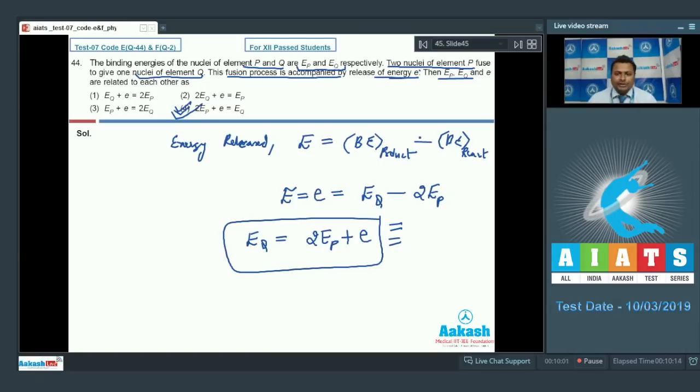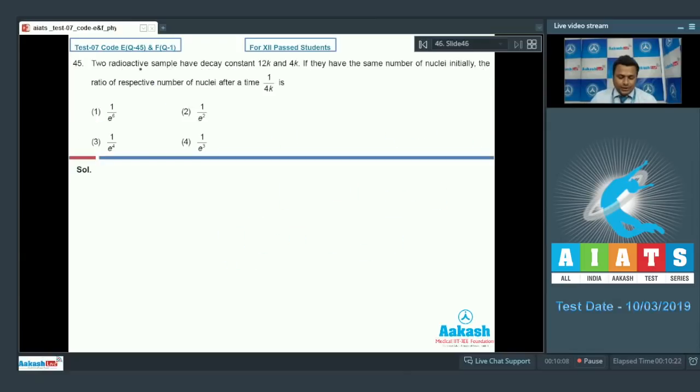Now let us proceed to the next question, that is question number 45. Two radioactive samples having decay constant 12K and 4K respectively. If they have the same number of nuclei initially, the ratio of respective number of nuclei after time 1 by 4K will be what? The remaining number of nuclei, we know very well, is given by N equals N naught e to the power minus lambda t. Now it is given that both have equal number of nuclei initially, so the number of nuclei after any time t depends upon e to the power minus lambda t.